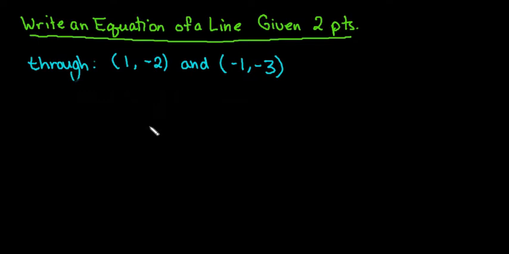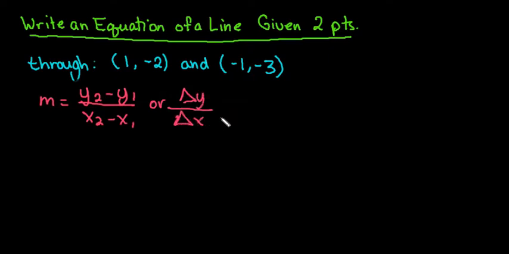Okay, for this video, we're going to write an equation of the line that passes through the points (1, -2) and (-1, -3). The first thing that we want to do is to find the slope. And the slope formula is y2 minus y1 over x2 minus x1, or we can use the change in y over the change in x.